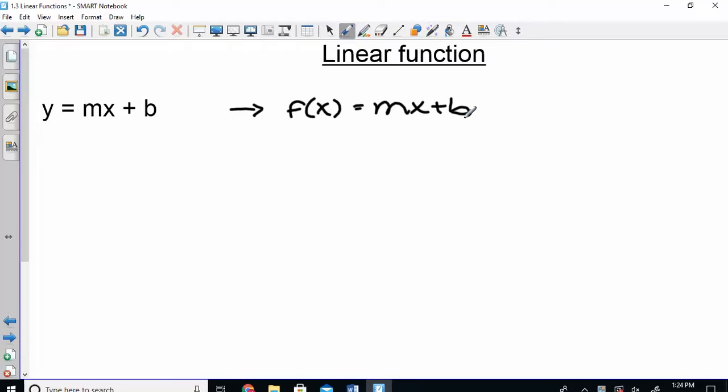What does the m represent? That's slope. Oh my goodness. And what's the b? Y-intercept. Yes. Look at us go. I am so proud of you guys.